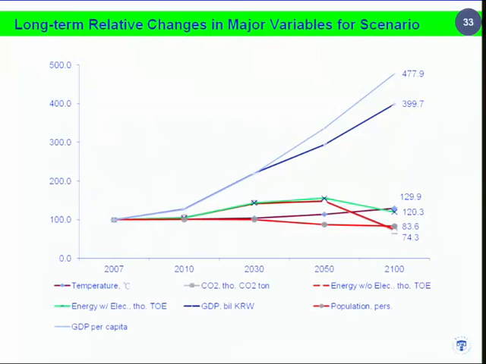Then does it mean we solved the problem? No. That's why we need to make this kind of decoupling effect bigger and bigger, to sustain, say, less than 2 degrees or 450 ppm scenarios in the future. This cannot be done by Korea itself, but all global countries should work together. Anyway, there are so many things, but I have to stop here.